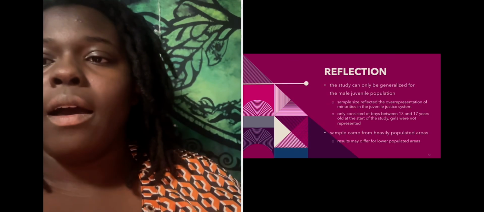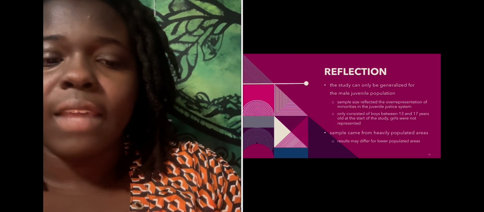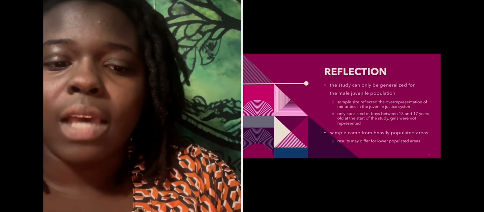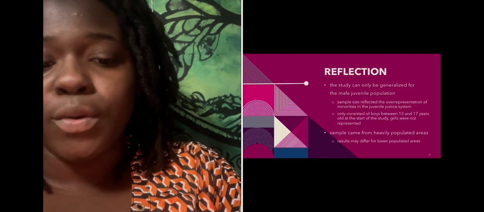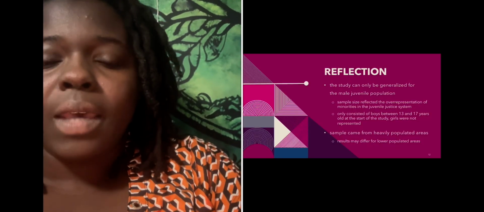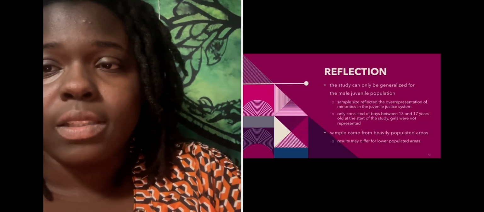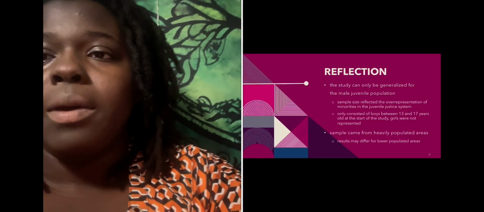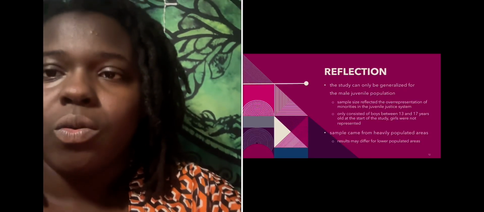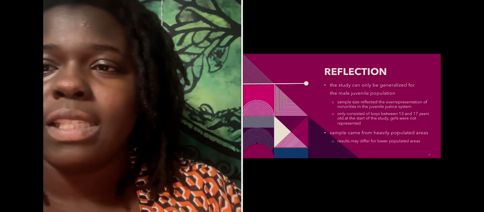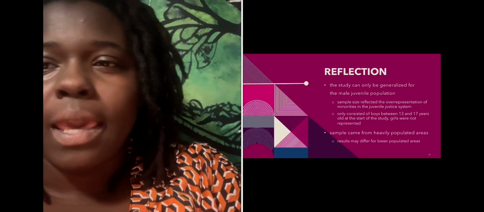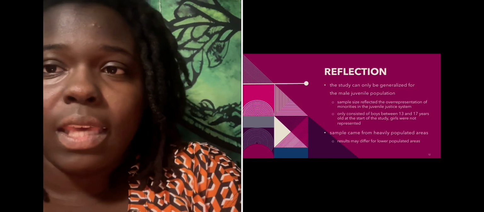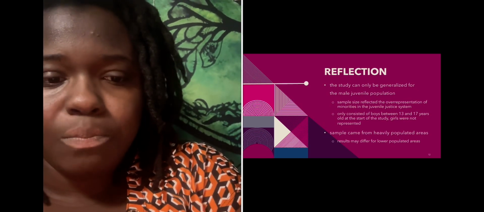And so for this study, I believe that it could be generalized for the male juvenile population, and that's because the sample reflected the overrepresentation of minorities in the juvenile justice system, and it consisted of boys 13 to 17 years old at the time of the study, but they did not include any girls. So since there was no female representation in this study, I don't believe it can be generalized for the female population of the juvenile justice system, but it can be generalized for the male population.